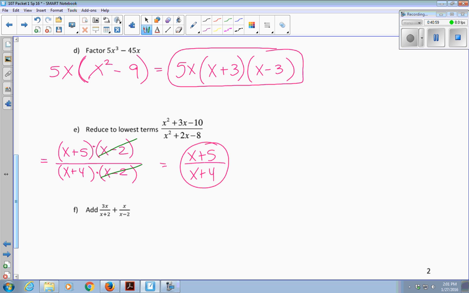The x squared? It didn't go anywhere. Factoring means rewrite as a multiplication problem, right? So what I did is I took this x squared plus 3x minus 10 and I rewrote it as x plus 5, x minus 2. Because when you multiply those together, here's x and x, those give you the x squared back.